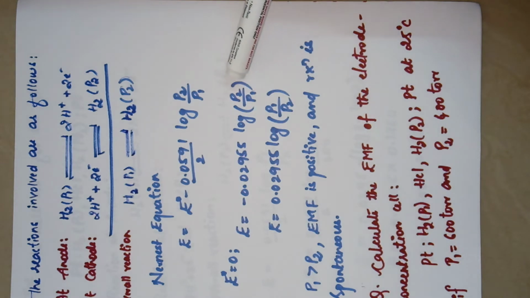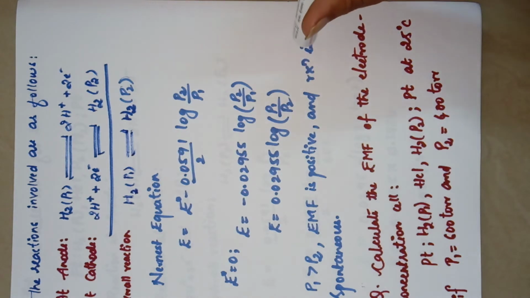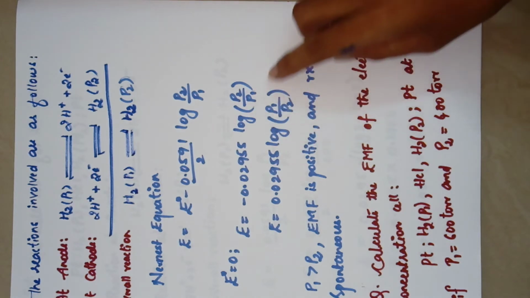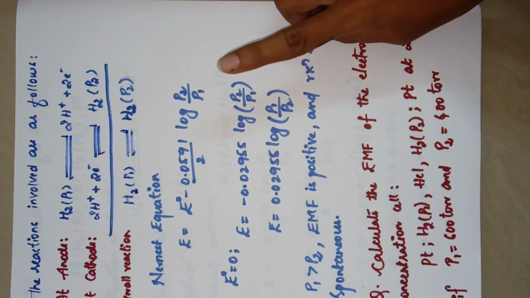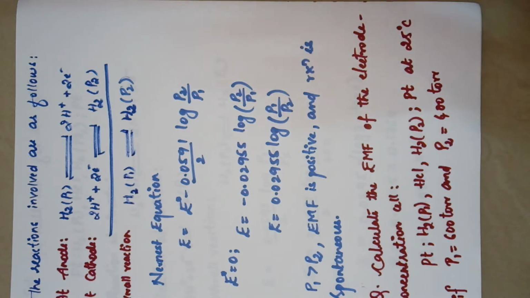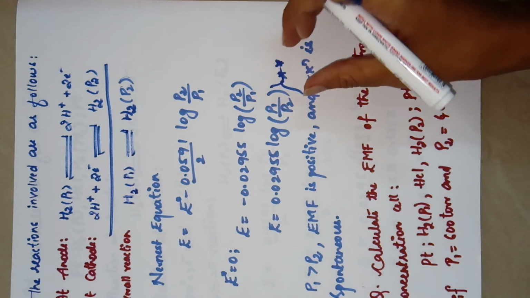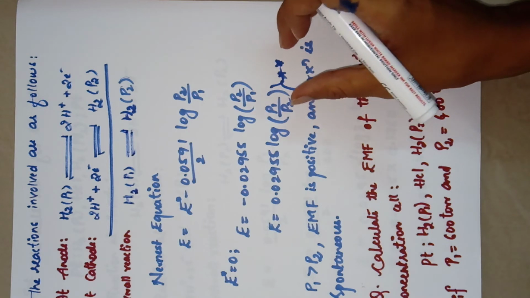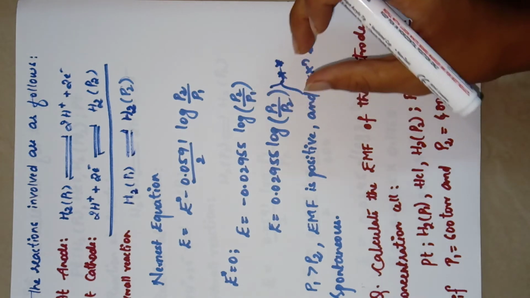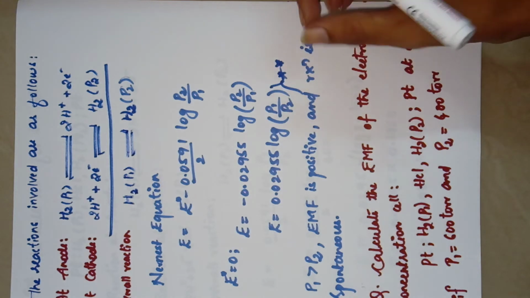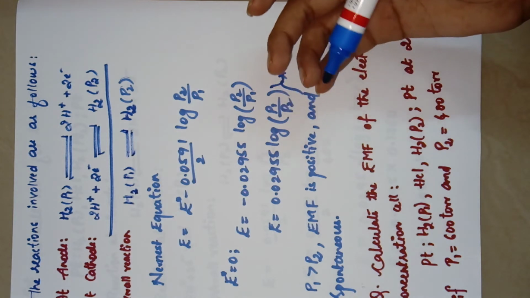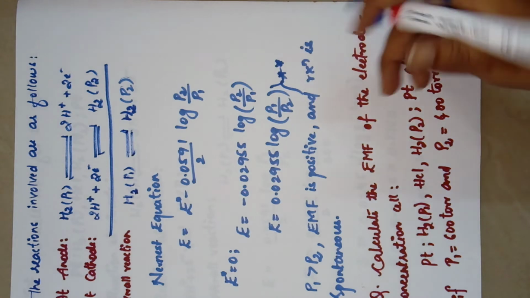If you remove the negative sign, it becomes P1 by P2. So what you have to remember is that for an electrode concentration cell, the EMF value will come out to be 0.0591 by 2 log P1 by P2. The final answer, P1 by P2, is what you have to remember. Put a star mark for this and note it down somewhere. This will help you a lot in further videos where you will be learning shortcuts to remember the EMF values of all different kinds of cells.